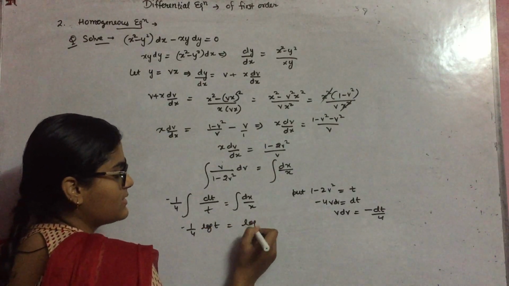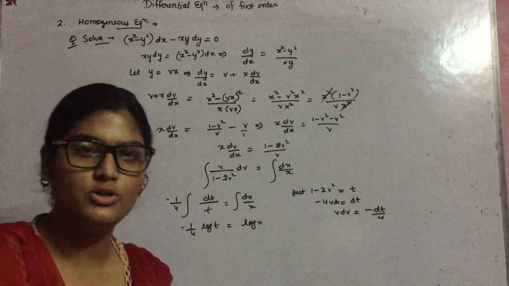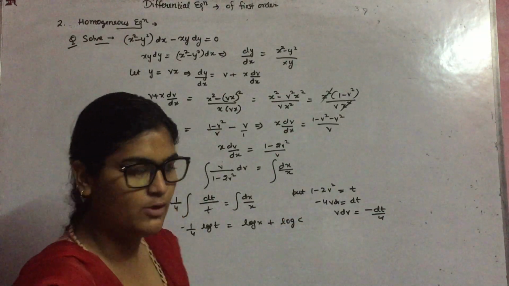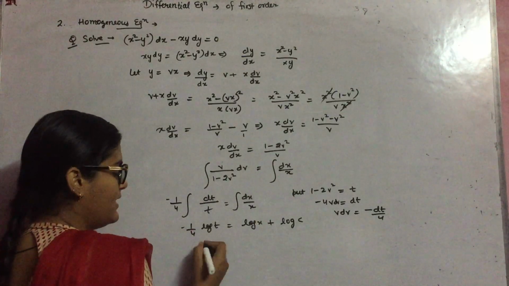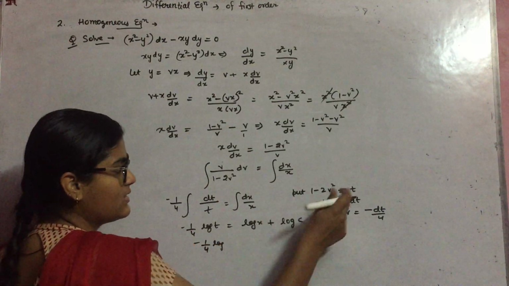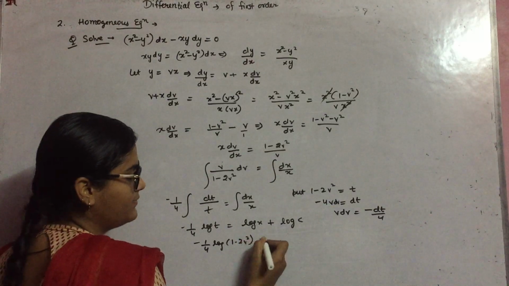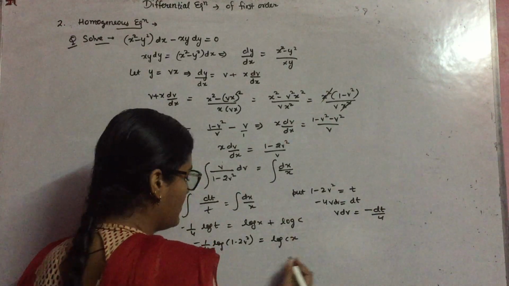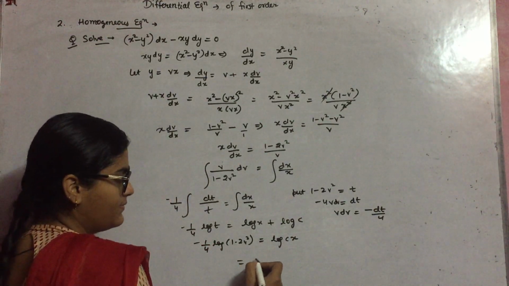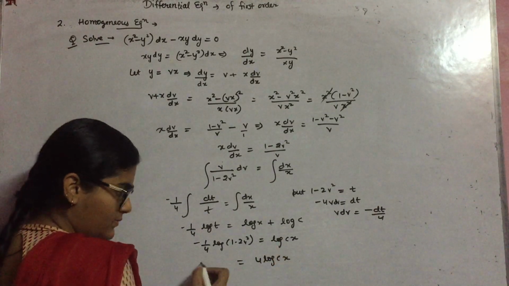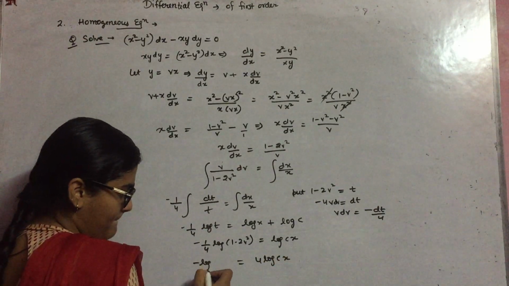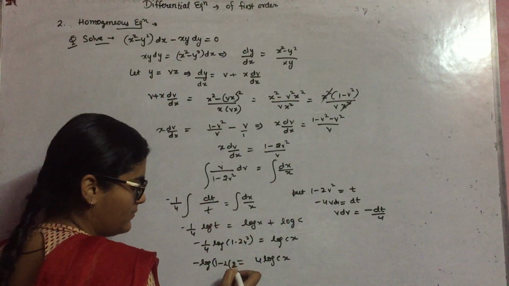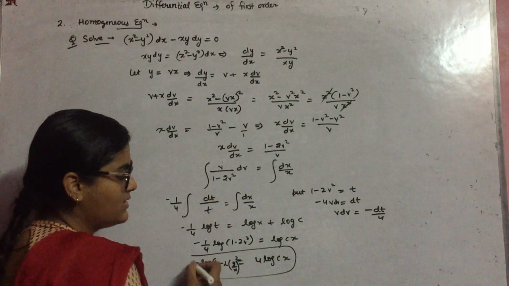1 by x is log x. If all the terms are log terms, then for simplification you have to take c in terms of log also. So now substitute values. Minus 1 by 4 log t, where t is 1 minus 2v square. Log, as you know, in addition log will be multiplied. So log cx, the 4 becomes there, 4 log cx, and now substitute the value of v, which is y by x, and you just have to simplify it. It is your differential equation.